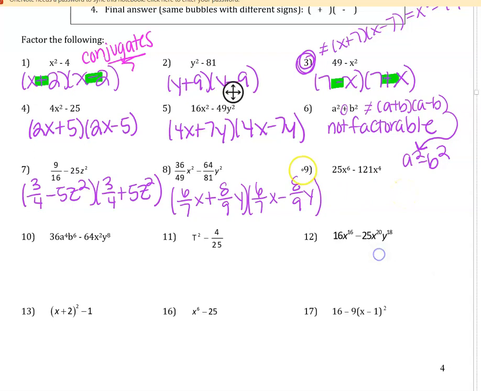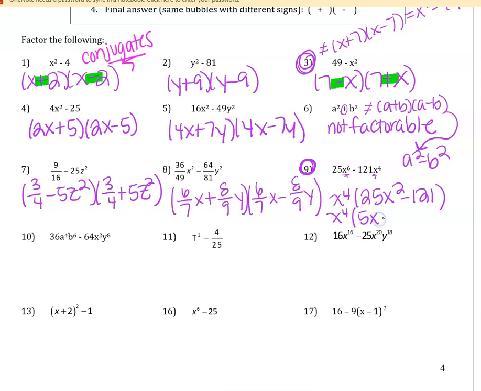Okay, now this one's interesting. When I look at this, I actually notice that I can factor out a GCF of x to the 4th. And that is then 25x squared minus 121. And this helps me factor it completely. So now this is 5x plus 11, 5x minus 11. Again, factored completely.